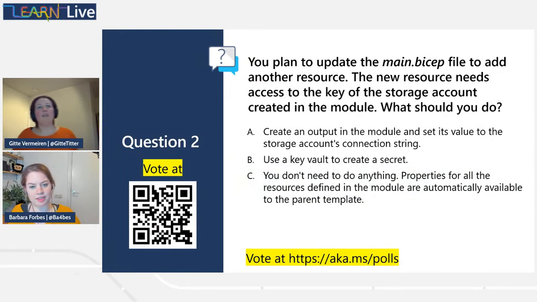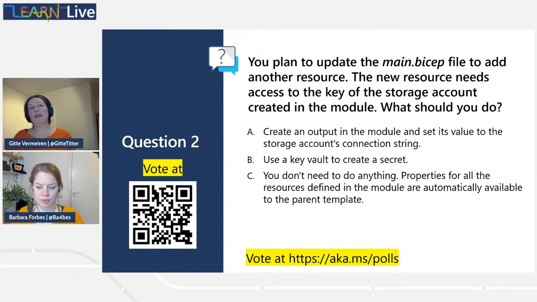So the second question is, you plan to update that main.bicep file and you want to add another resource. The new resource needs access to the key of the storage account created in the module. What should you do? You create a storage account. The storage account has a key, which is typically a secret value. You don't want to share that. So how should you use that secret value?